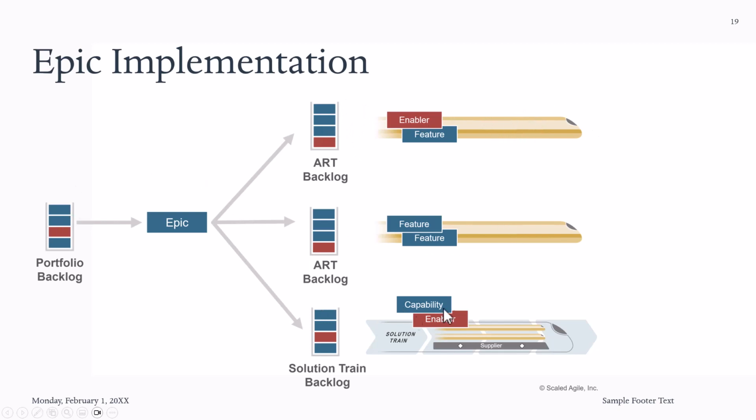The same case happens with the capabilities. These are the enabler epics. Enabler epics are broken down into capabilities and then given to a specific solution train. These are also agile teams that are going to have to deliver these capabilities.